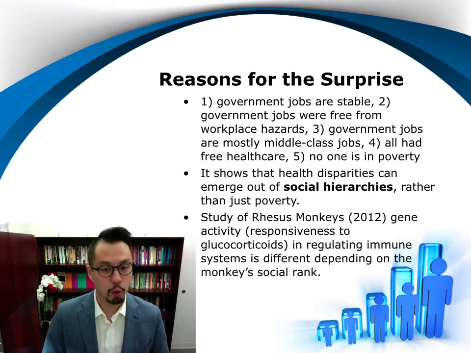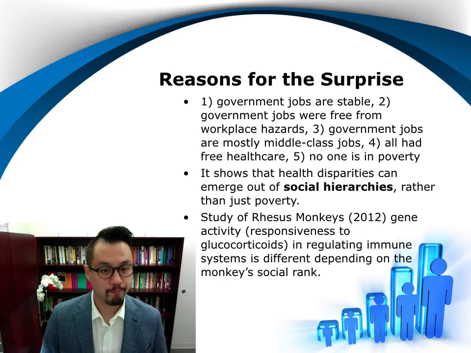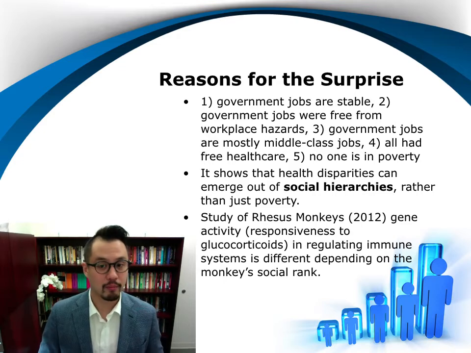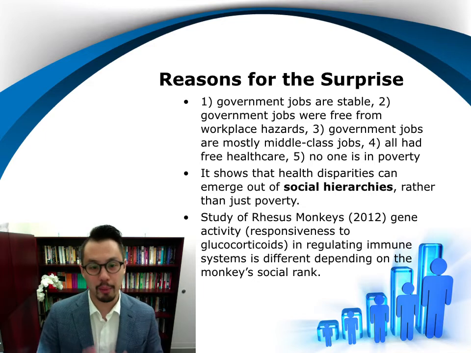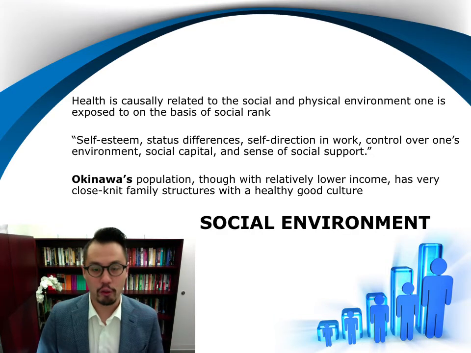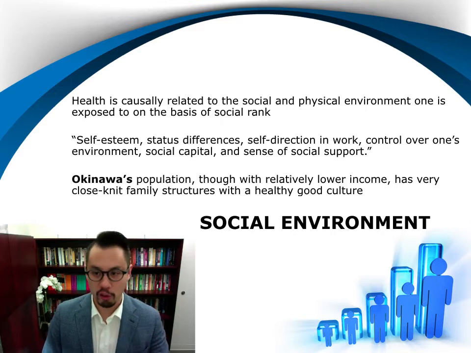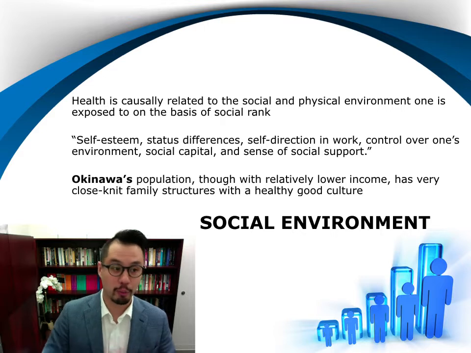For instance, in a study of 2012, researchers have studied social hierarchy's influence on physiology in rhesus monkeys. Now, the results show that gene activity that regulates the immune system is different depending on the monkey's social rank within the group, to the point that the blood samples can predict social rank at about 80% certainty. So health is thus causally related to social and the physical environment that one is exposed to on the basis of social rank. And this influence of social rank over health outweighs the differences between individuals.